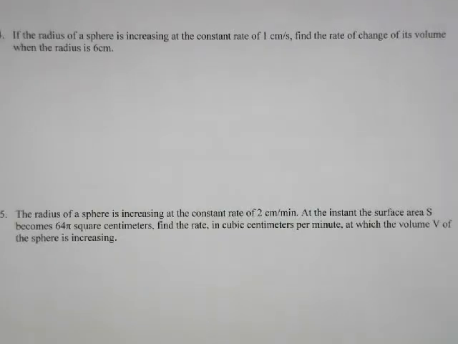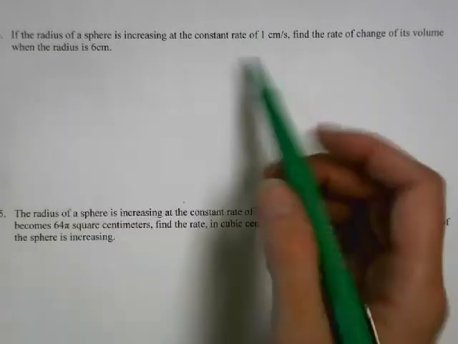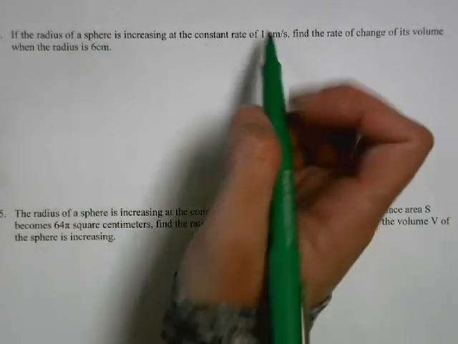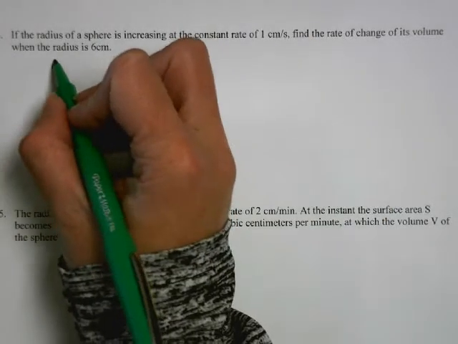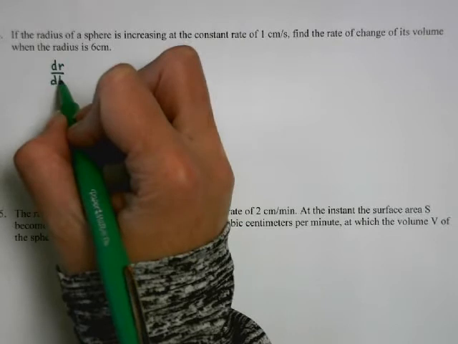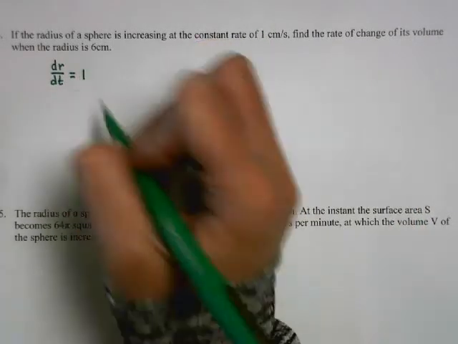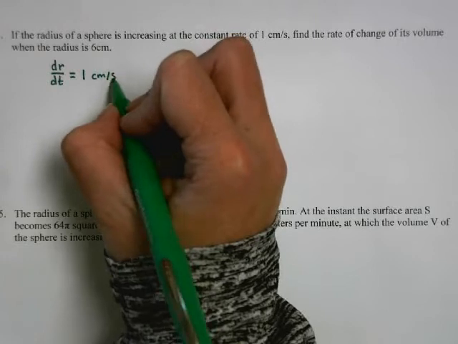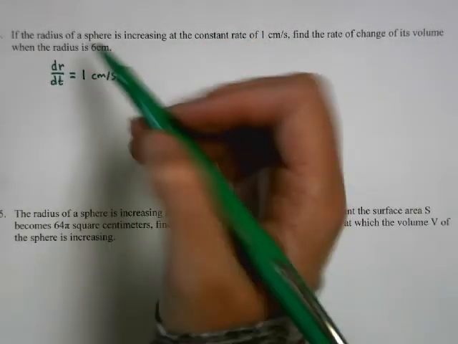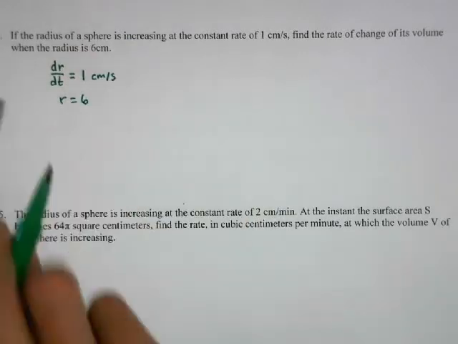Okay, our next problem. If the radius of a sphere is increasing at a constant rate of 1 centimeter per second, find the rate of change of its volume when the radius is 6. So I'm going to define all my constants here. So the radius is changing at a rate of 1 centimeter per second. So dr dt, it's increasing, so this will be a positive 1. The radius is 6, and we are solving for the rate of change of the volume.